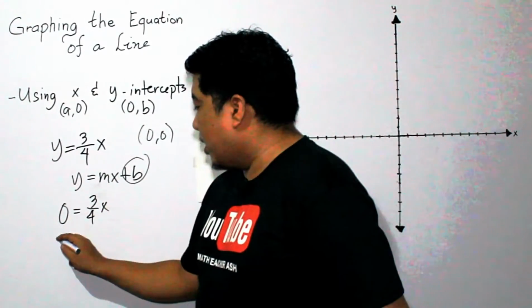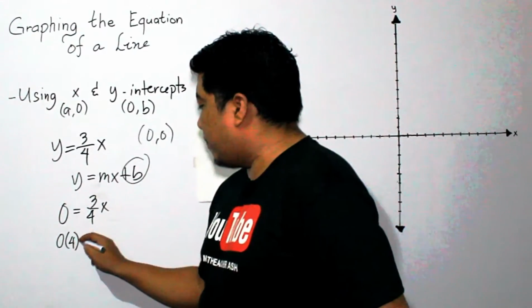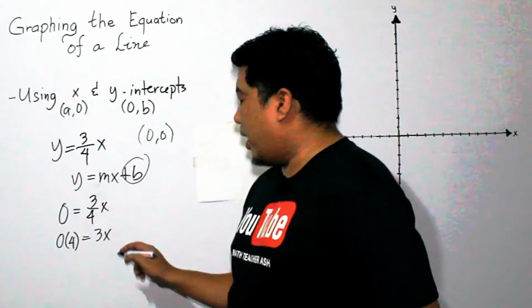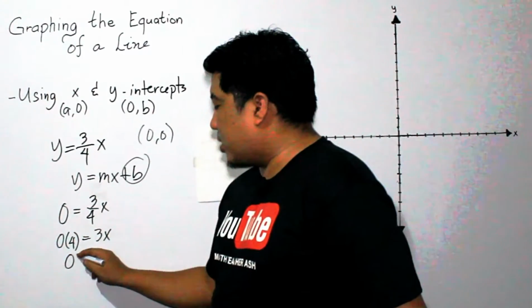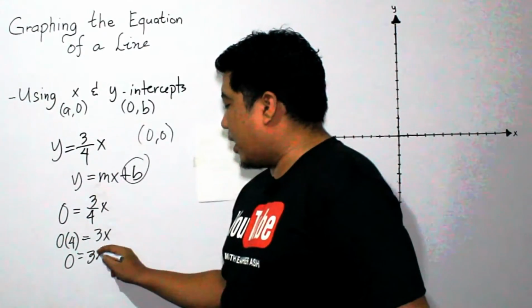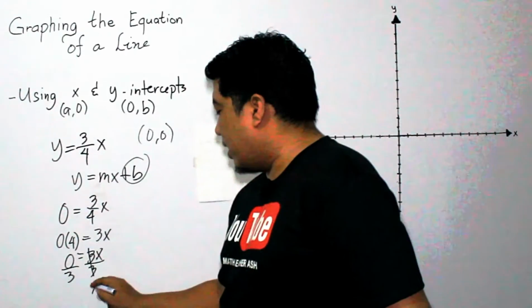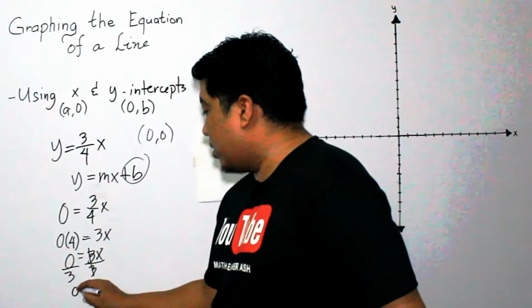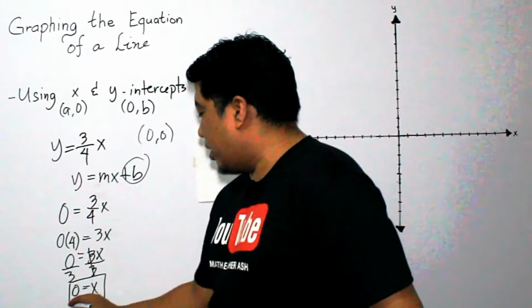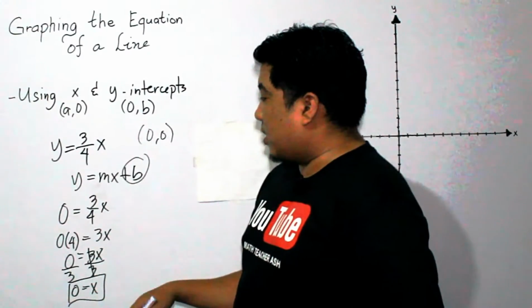So that will be 0 times 4 is equal to 3x. So still the answer is 0. And that is 3x. Divide both sides by 3. This will be cancelled, and x is equal to 0. Therefore, the value of x is 0, 0.